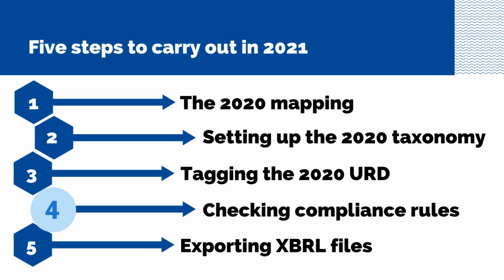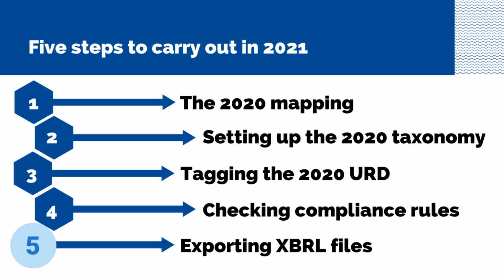The fourth step is checking compliance rules. This step consists of checking that the taxonomy and tagging are in accordance with the rules defined by the ESEF. The Amelkis XBRL application can generate this report directly. This report is systematically commented on by Amelkis in order to facilitate the understanding of possible anomalies. These anomalies sometimes require issuers to review their mapping. In this case, Global Connect Consultancy makes the desired changes.